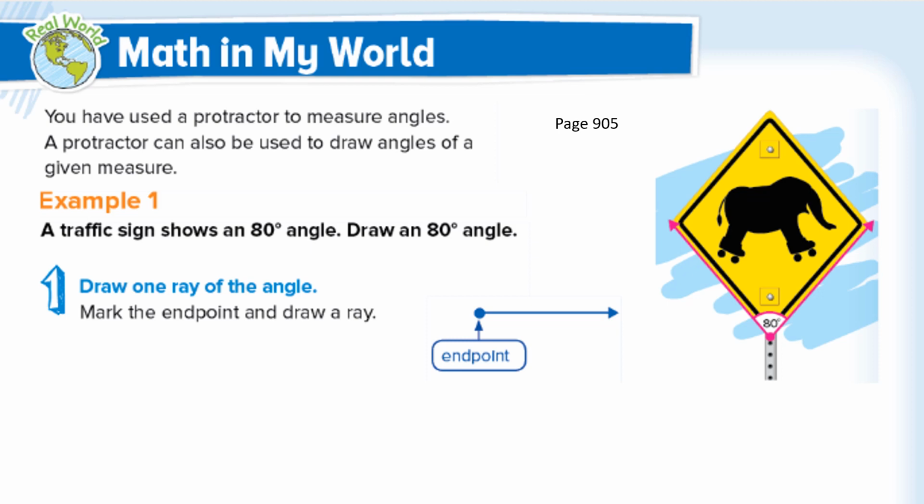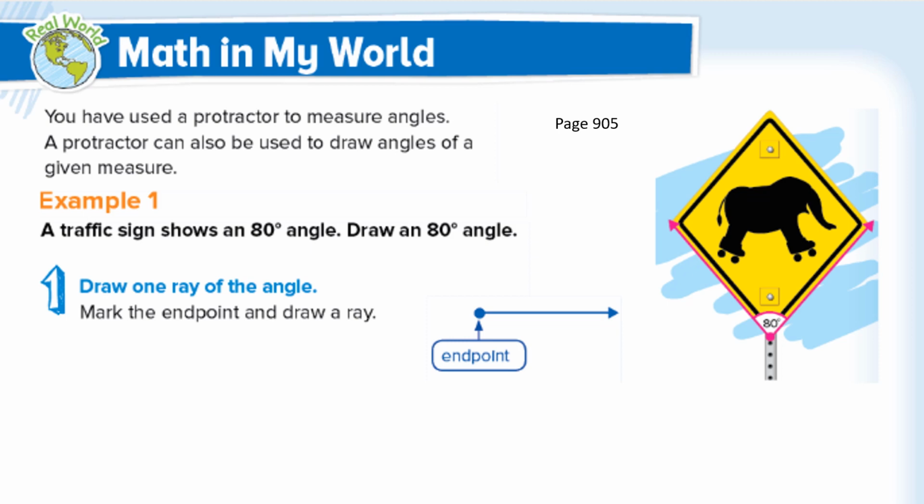So let's start the lesson today. You've used a protractor to measure angles. A protractor can also be used to draw angles of a given measure. So look on page 905. You'll see this sign. It must be an elephant crossing on rollerblades? I'm not sure. Okay, they're asking us to draw an 80-degree angle because that's what is at the bottom of this sign.